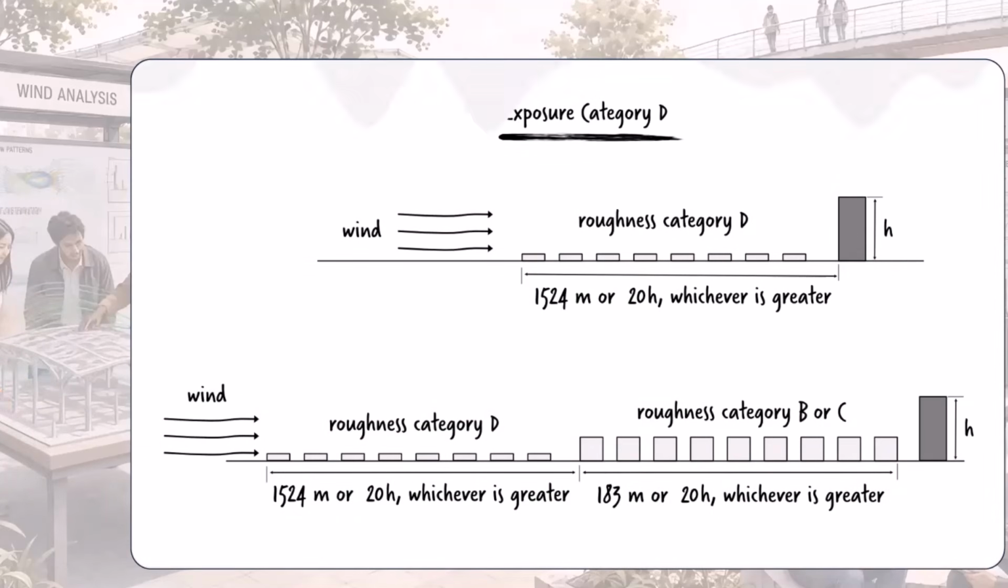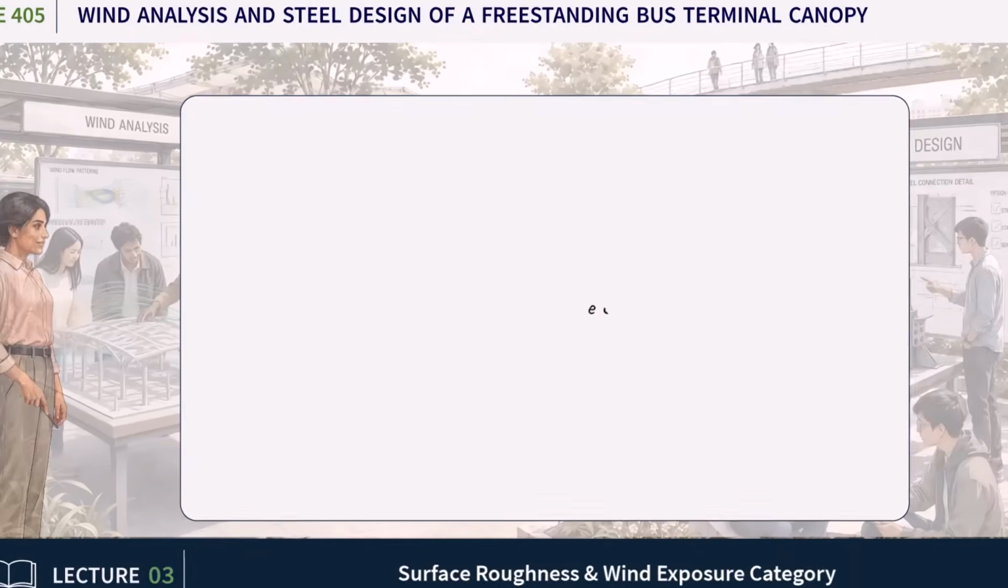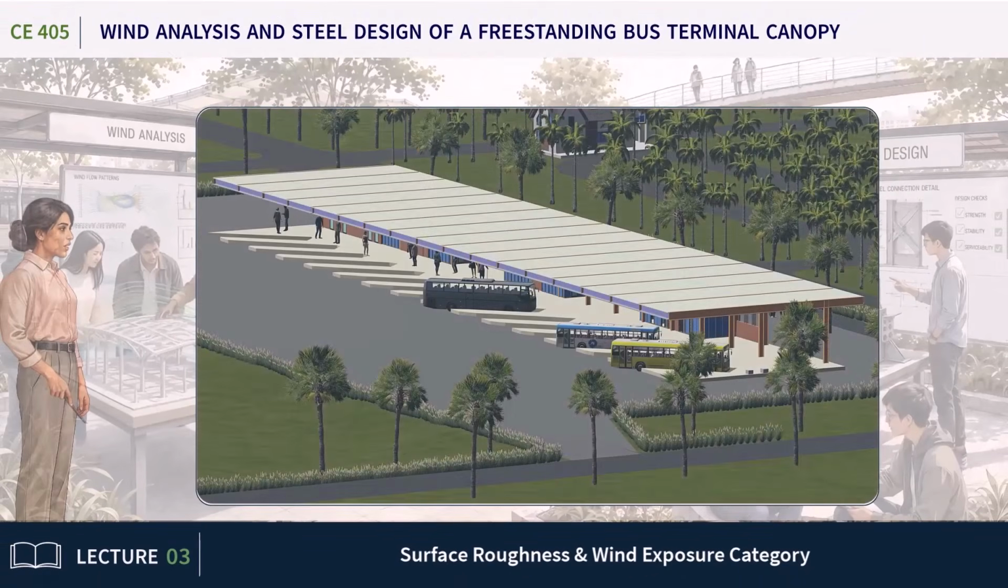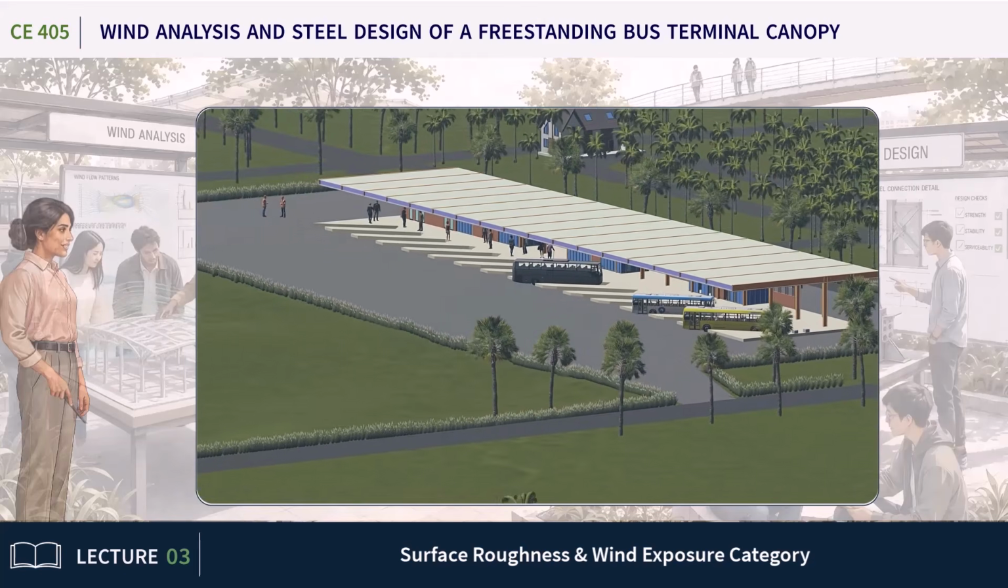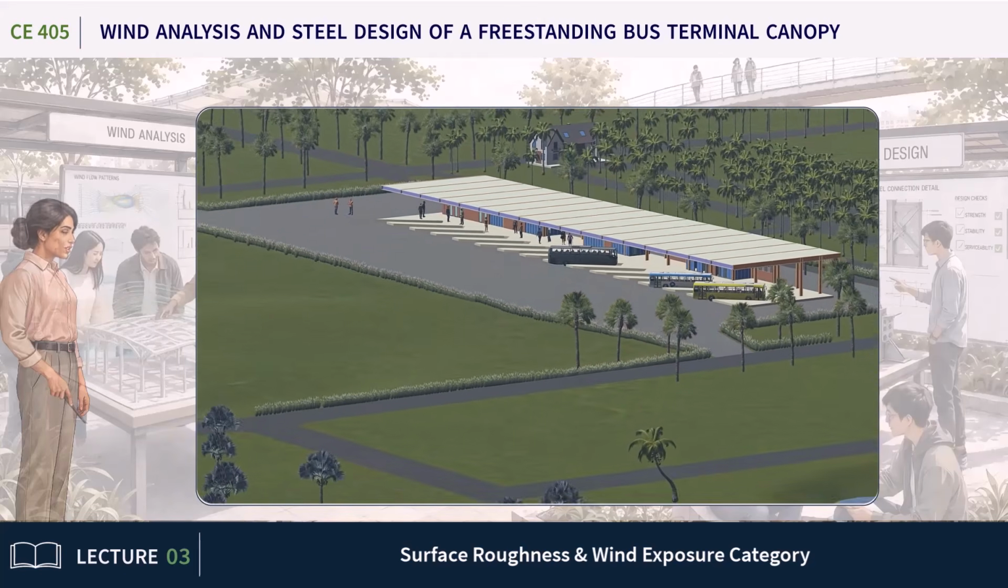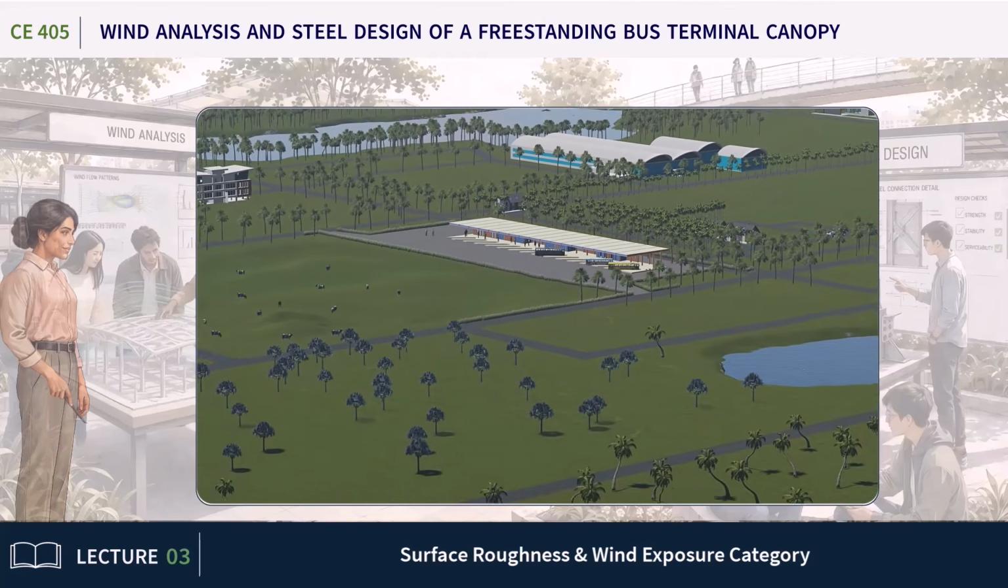If the terrain doesn't fit the criteria for Category B or D, then the structure defaults to Exposure Category C. It's like the middle ground. When the conditions for B or D aren't met, C is where we land. Now that we've walked through how to determine the exposure category, let's apply this to our canopy at the bus terminal. The terrain around the site is mostly flat, with just a few obstructions.